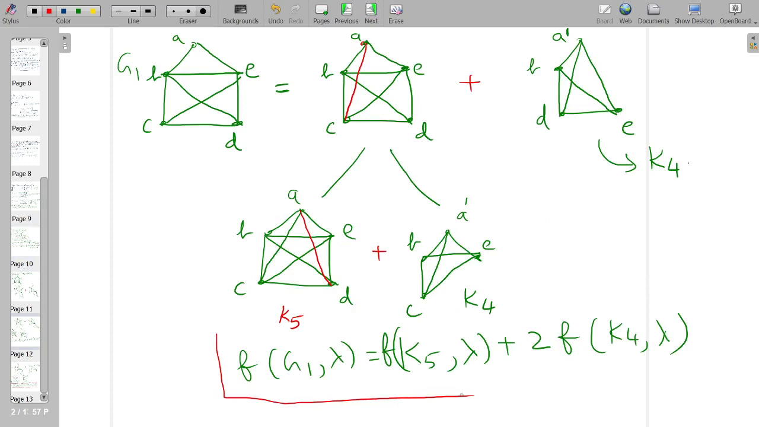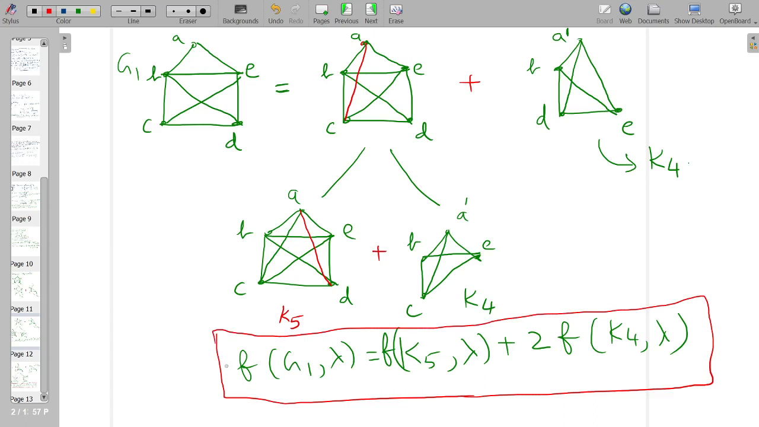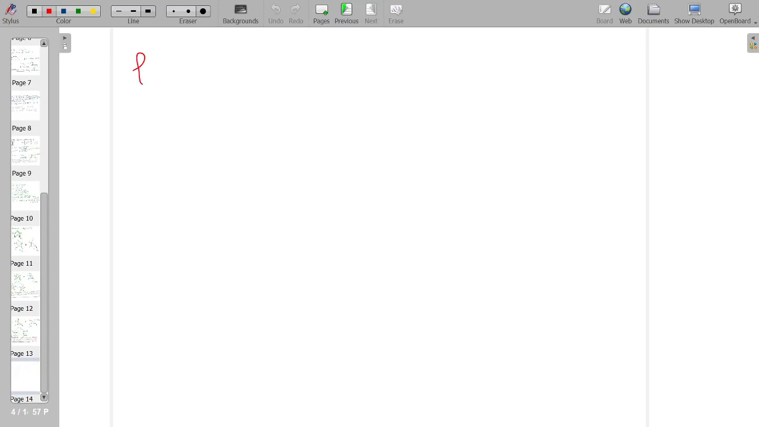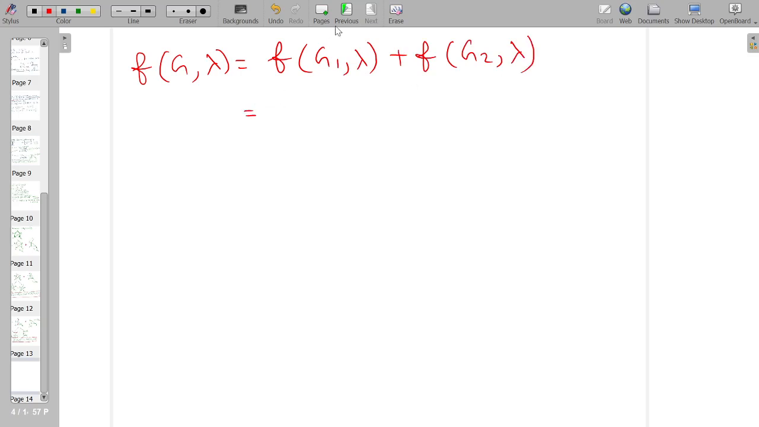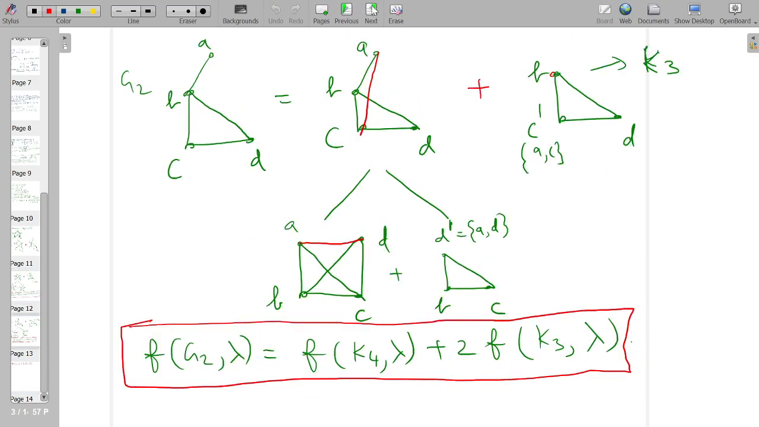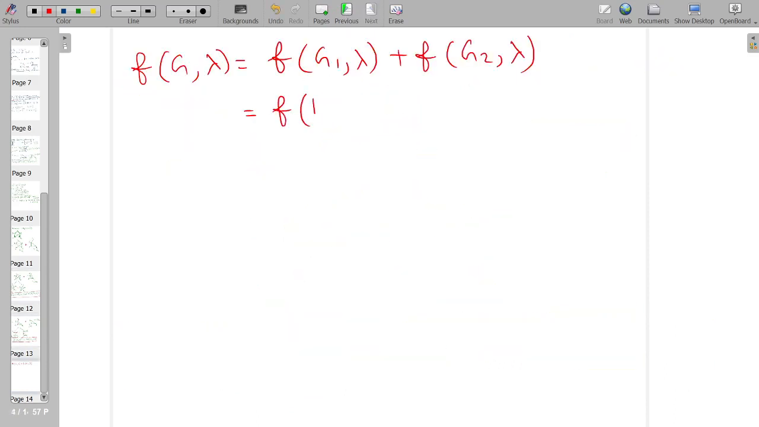Okay, so now what I have to do is just add these two. So the chromatic polynomial of G comma lambda is nothing but the chromatic polynomial of G1 comma lambda plus the chromatic polynomial of G2 comma lambda. Now what is G1 comma lambda? F of K5 plus 2 times f of K4 comma lambda.